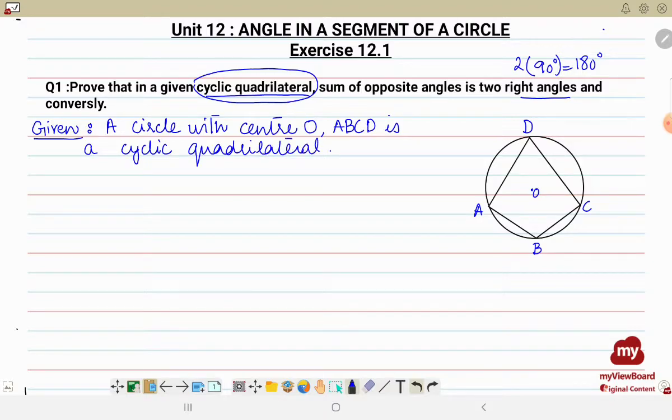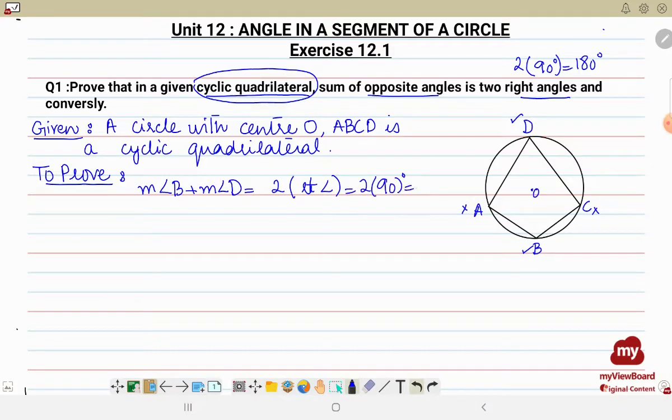Now what we have to prove is the sum of opposite angles. Here the opposite angles will be B and D, and A and C. So we have to prove measure angle B plus measure angle D is equal to two right angles. Two right angles means 2 into 90 degrees, and that is equal to 180 degrees. Similarly, we have to prove that measure angle A plus measure angle C is also equal to 180 degrees. Now we are going to do some construction.